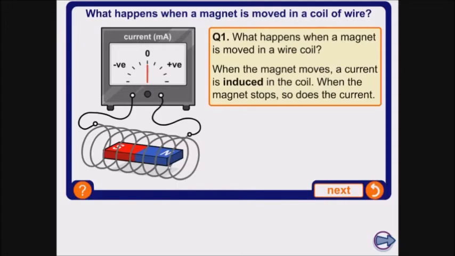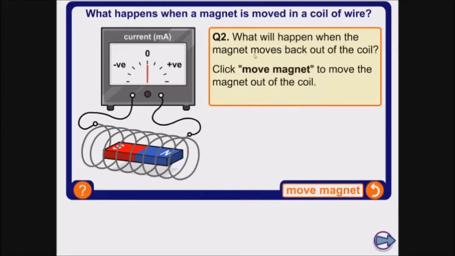So the current is induced by the movement of the magnet through the coil of wire, or indeed you could move the coil around the magnet. It doesn't matter which one moves, okay? As long as there's relative movement between the coil of wire and the magnet, you do get induction. And this is to do with the coil of wire cutting through the lines of what we call magnetic flux or magnetic field lines.